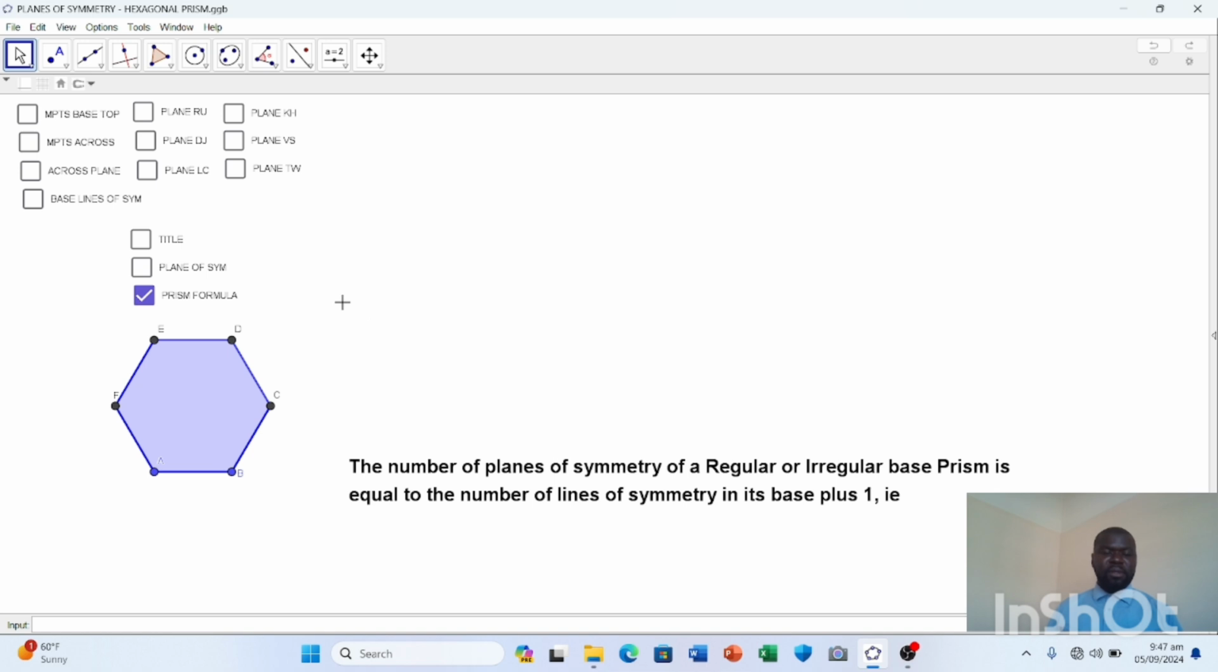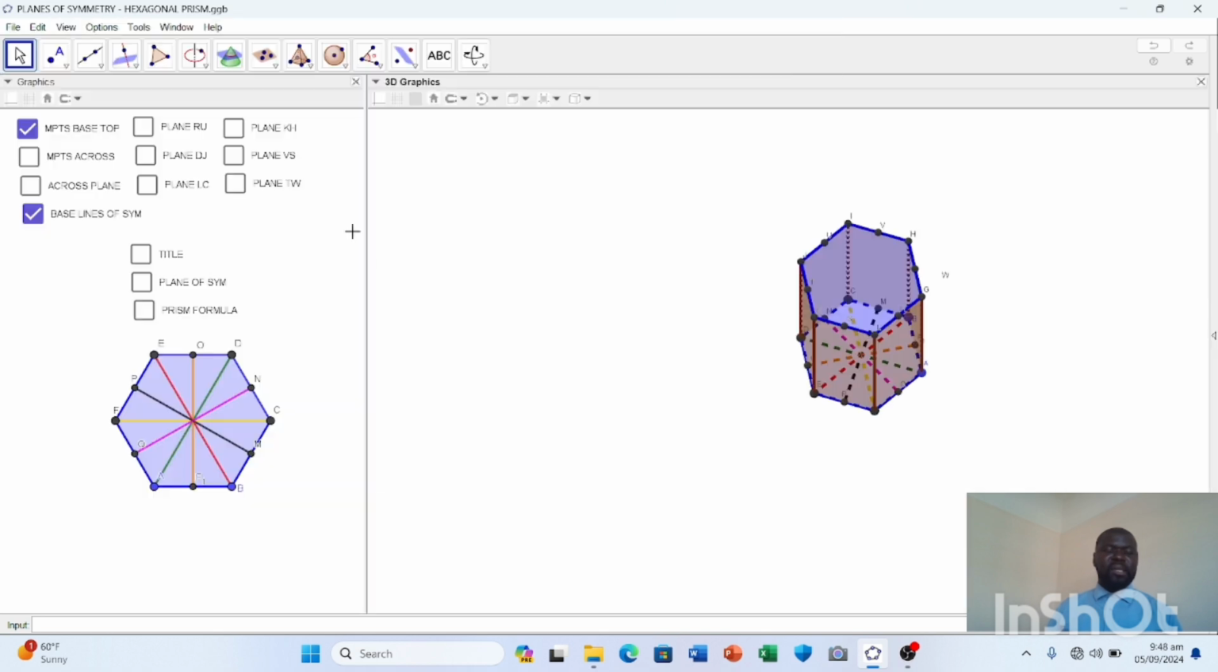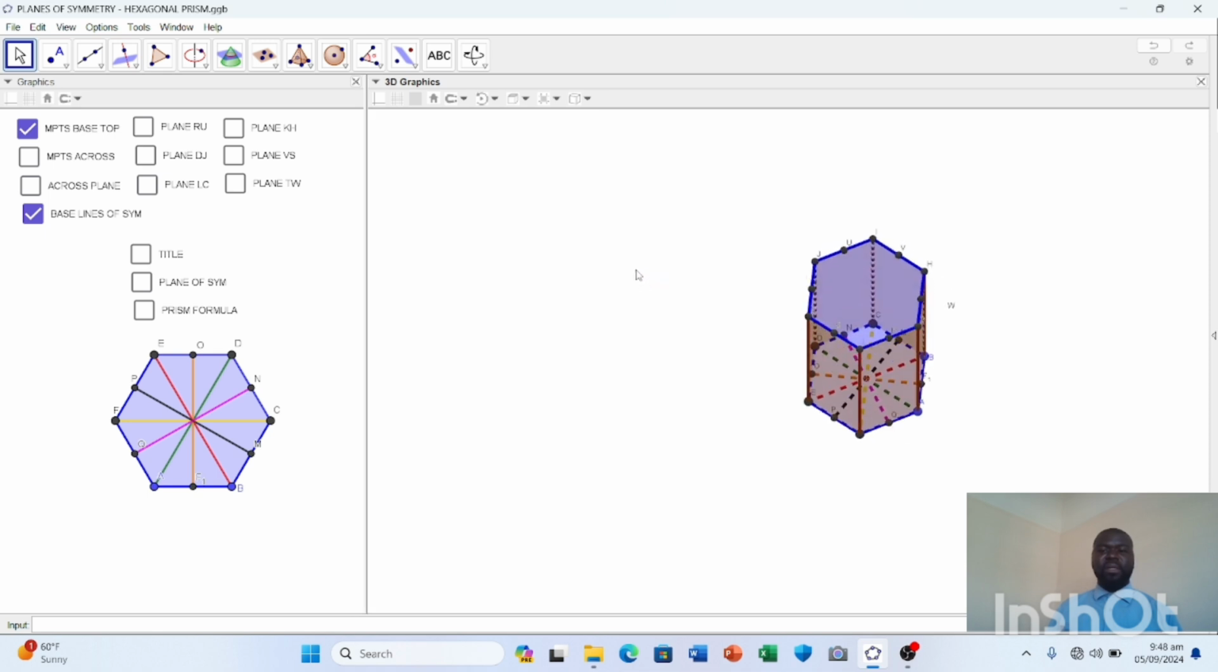Example, we are looking at a regular base hexagonal prism whose base is a regular hexagon, whose lines of symmetry are 6, as you can see. Determining the number of planes of symmetry, we need to know the number of lines of symmetry. In this case, there are 6, then plus 1. And that will give us the number of planes of symmetry.